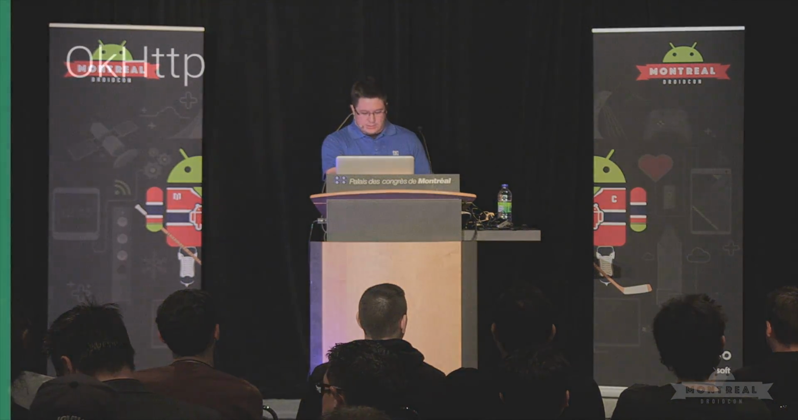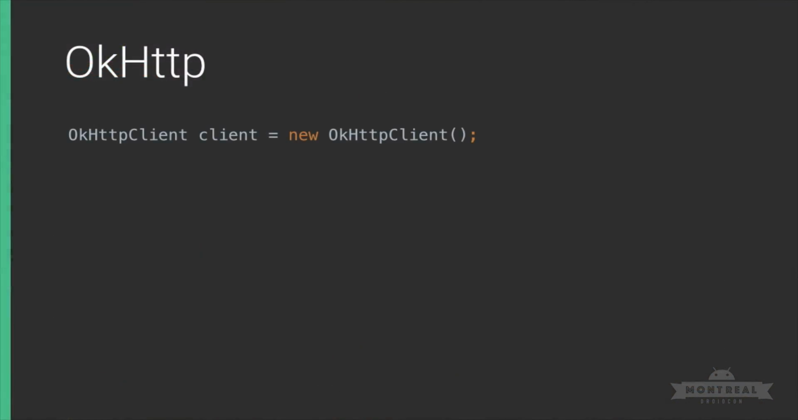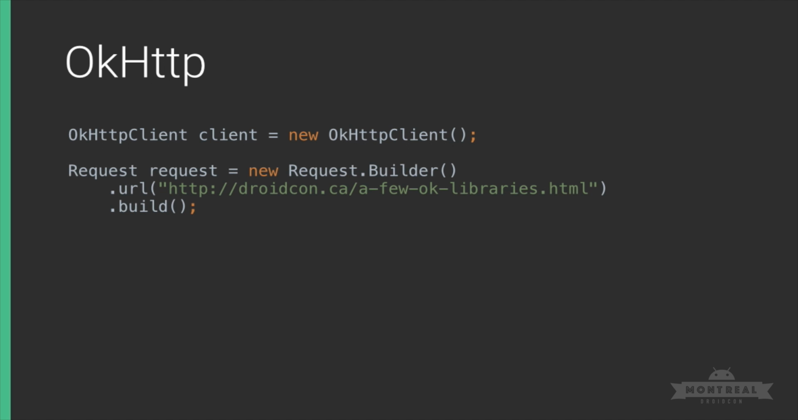OkHttp. So OkHttp is where OkIO was originally conceived. It was inside of OkHttp until we kind of felt it was matured enough to be its own project. And let's see how OkHttp uses it and exposes it to you, the caller. So if you're not familiar with OkHttp, it's a high-level HTTP API. It's very straightforward. We have a client that manages the connections and any settings that you might have around how to talk to your remote server. And then we have request and response objects.